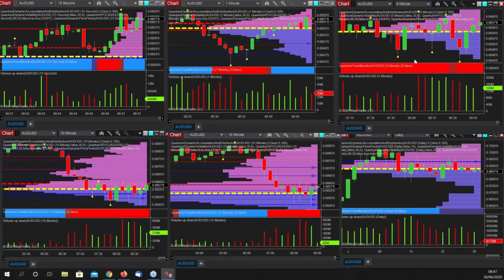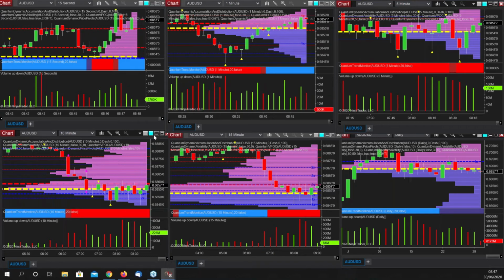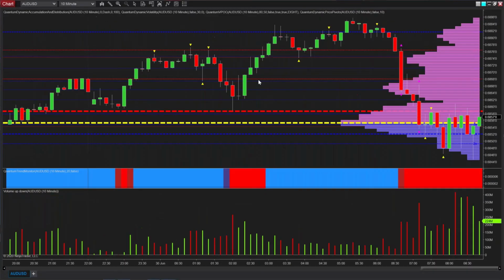Didn't pick that one particularly for that reason, but it just jumps off the page, it jumps off the chart, if you will. And that's what you're doing the whole time. You'll then go down onto the 10 minute.